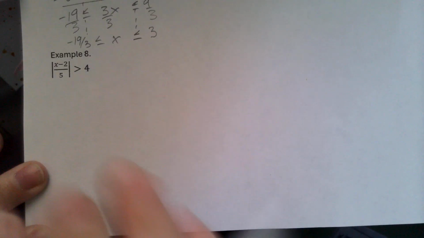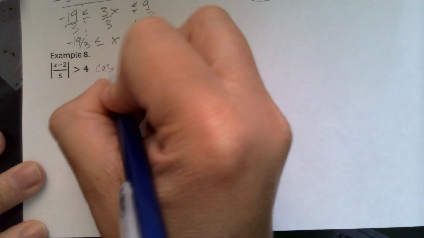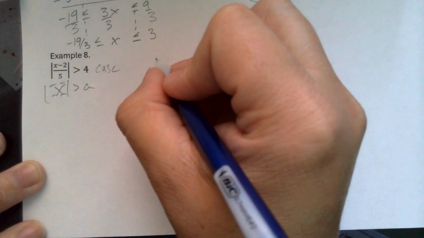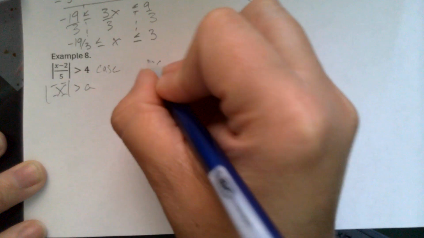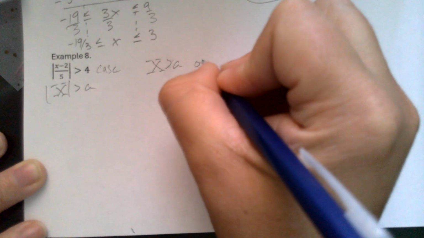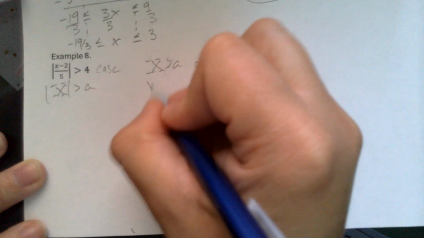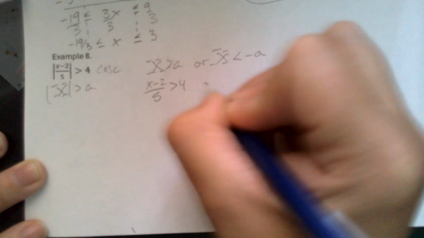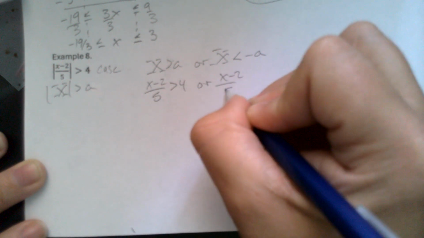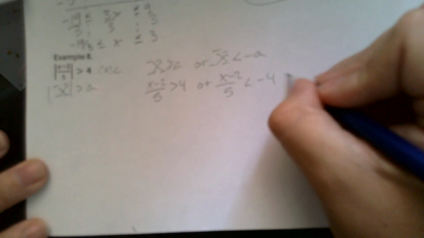Number 8. Absolute value bars are isolated. We are greater than 4. This is going to be a case 2. We have our function. The absolute value of it is greater than our a. So we're going to use the rule of our function is greater than a, or our function is less than negative a. So I get x minus 2 over 5 is greater than 4, or x minus 2 over 5 is less than negative 4. Let's solve for x.